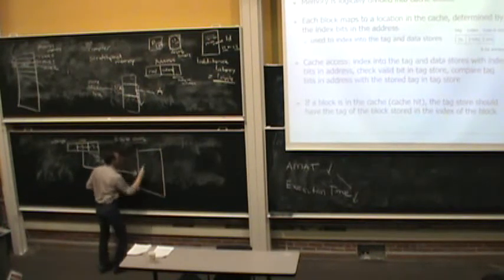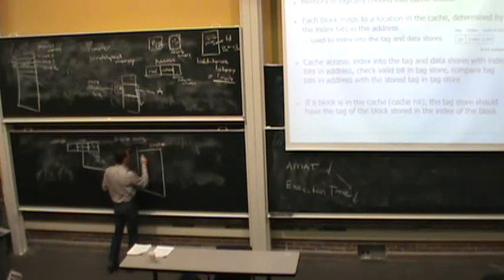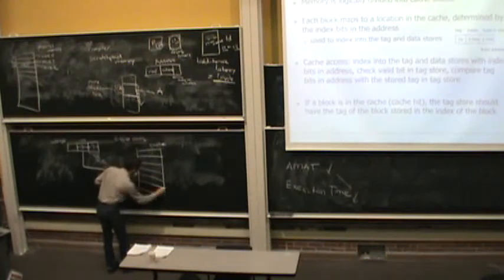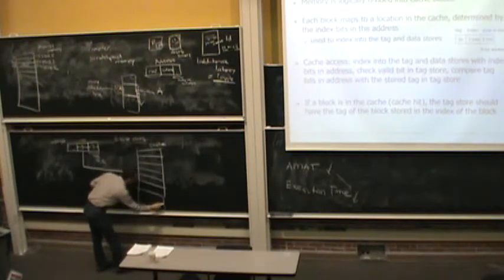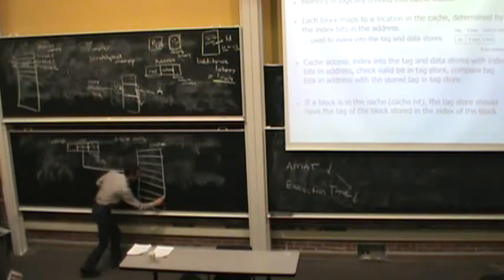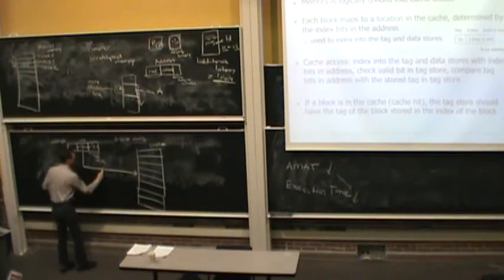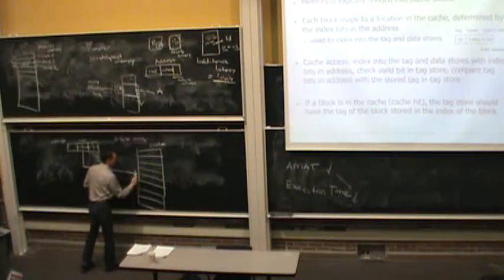So let's say this is your cache. It has 8 possible locations: 1, 2, 3, 4, 5, 6, hopefully that's 8. Use 3 bits to choose where the block can go.